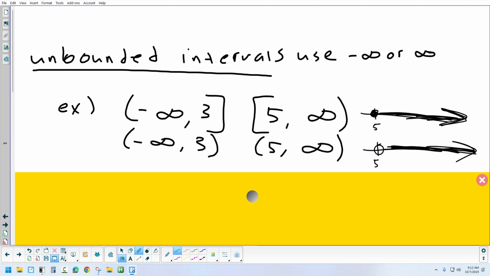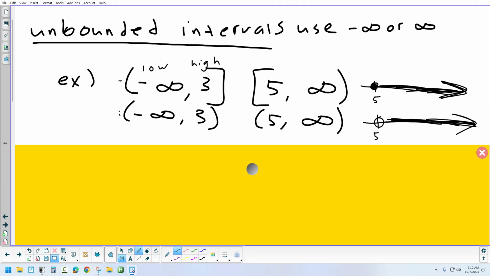Okay, and the 2 on the left, the arrows would be pointing to the left. But whenever you write an interval, make sure that the lowest value always comes first, and the high value always comes second. Kind of like you're telling me start at 5, stop at infinity, which goes on forever. Any questions on that? Bounded versus unbounded.